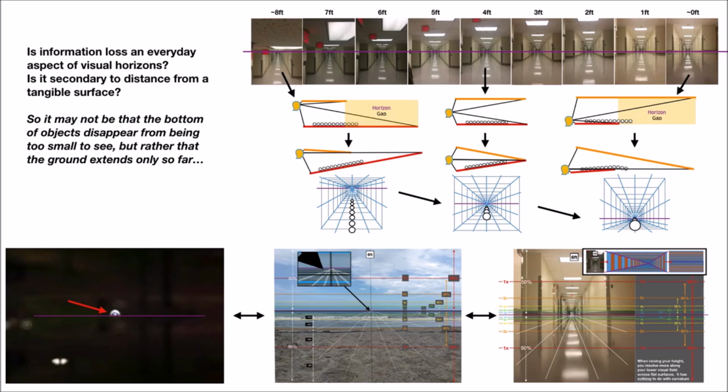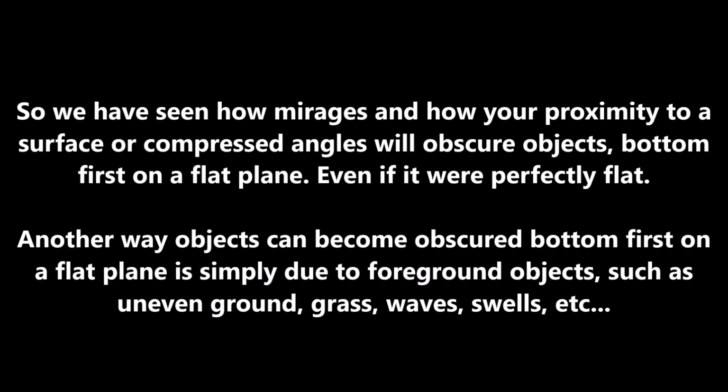It may not be that the bottom of the objects disappears from being too small to see, but rather that the ground can only extend so far when we are close to it. We can only see so far along the ground. It's not so much the object itself or the bottom of the boat itself getting too small. It's the fact that you can't see that far along the ground, but it still occupies 50% of your vision. So we have seen how mirages, and how your proximity to a surface or compressed angles will obscure objects, bottom first, on a flat plane, even if it were perfectly flat.